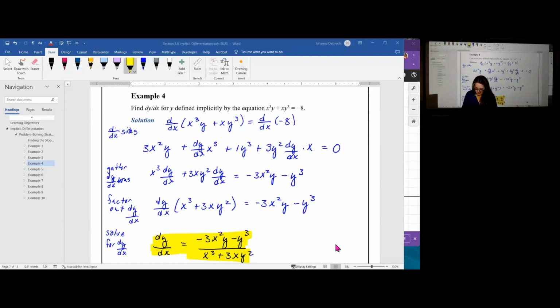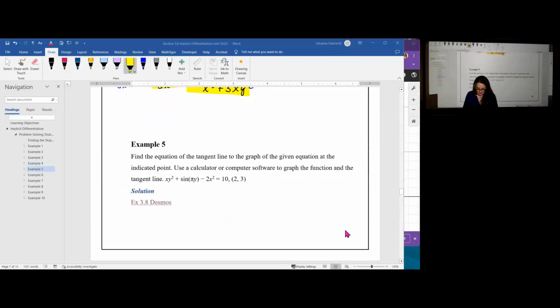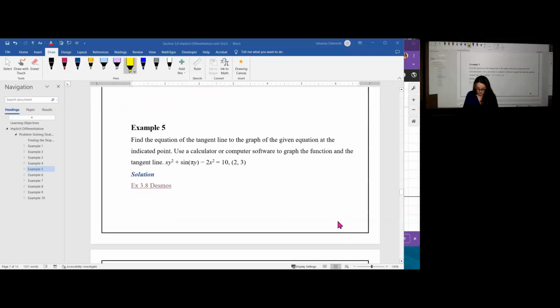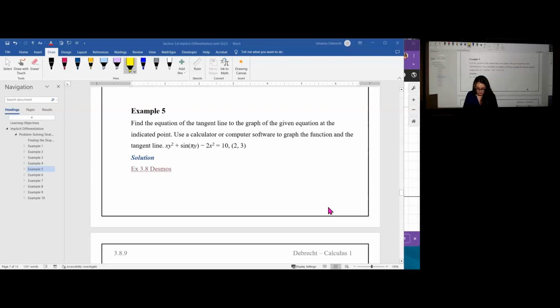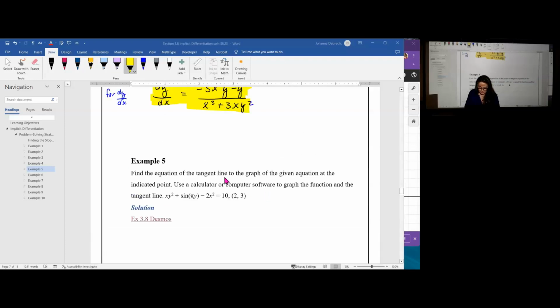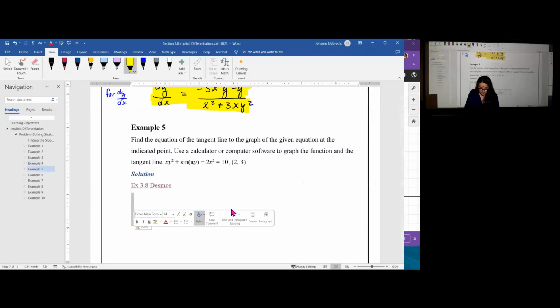Let's now turn our attention to problem number 5, where we're going to find the equation of the tangent line to the graph of the given function at the indicated point. Then we'll use Desmos to look at both the function, the point, and the tangent line. I'm going to move some blank lines down so I have more space.